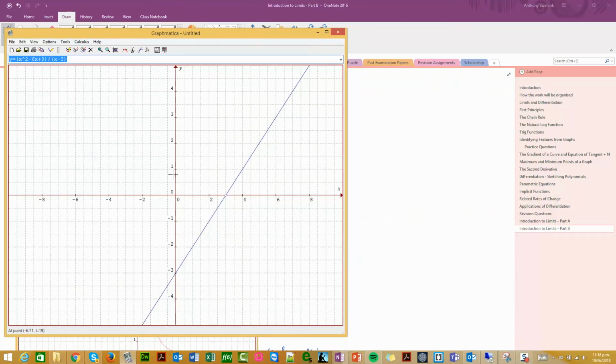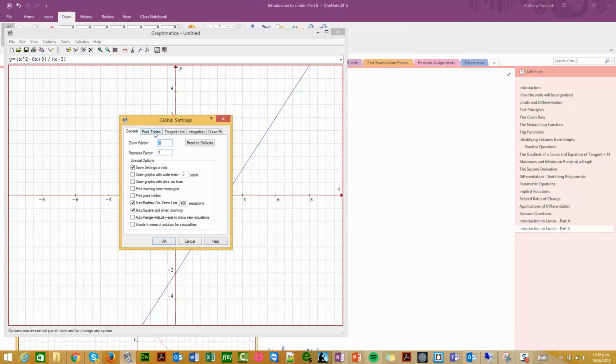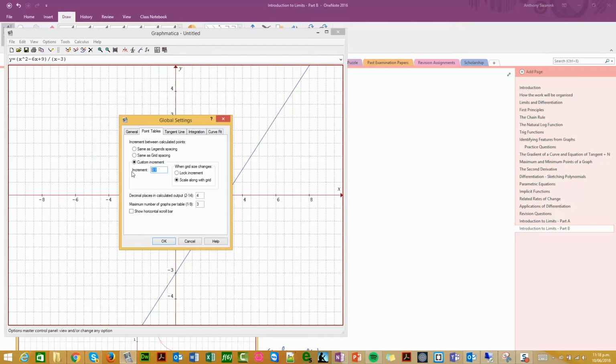So if we're going to get these table of values showing something sensible in Graphmatica, under options you need to go to settings, then go to point tables, and then say okay, so what steps do we want to show on our table? The x values, they should go up by how much? Okay, so what we're going to do is put in here 0.1.